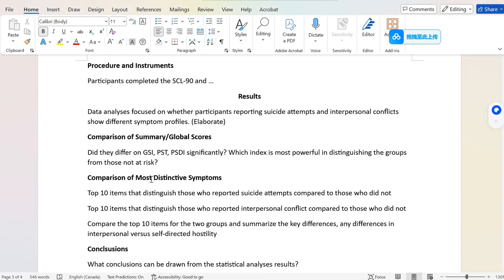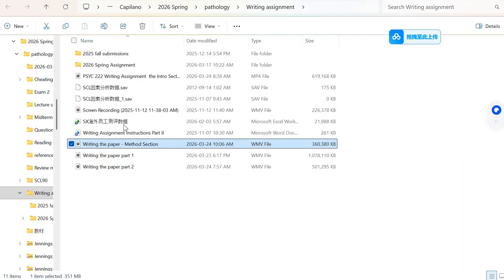And the next part of writing was comparison of symptoms. At the symptom level, each specific symptom, do the two risky groups have unique symptom profiles? We want to get the top 10 items that differentiate those who report suicide compared to those who did not, and the top 10 items that distinguish those who report interpersonal conflict compared to those who did not. Here, I need the Excel file.